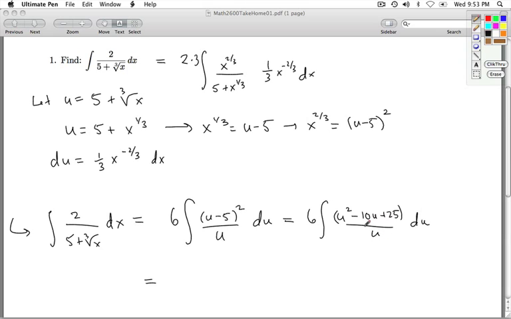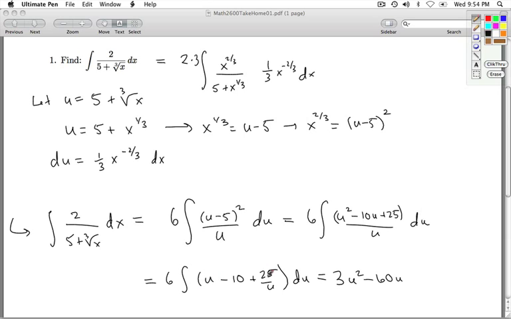Since we only have one term in the denominator, I can go ahead and bring that up. I can either bring that up as a negative exponent or I can divide term by term. No matter how you do it, you're going to end up with 6 times u minus 10 plus 25 over u du. So I integrate u squared over 2 times 6, 3u squared. Integrate negative 10, I get negative 10u times 6, minus 60u. Integrate 25 over u, I get 25 times the natural log of the absolute value of u.